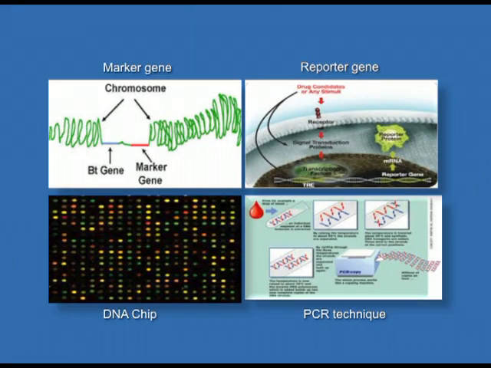Thus, the identified transformed cells are allowed to regenerate into a complete organism by using micropropagation and cloning techniques. Here you can see pictures of marker genes, reporter genes, DNA chip and PCR techniques which are used in identification. Now, after this procedure, let's try to understand the prospects of genetic engineering. Here, the applications of genetic engineering are wide in number.